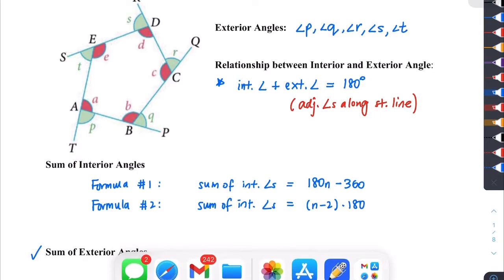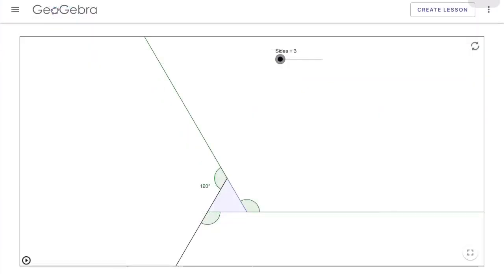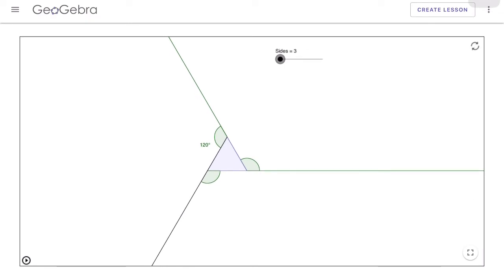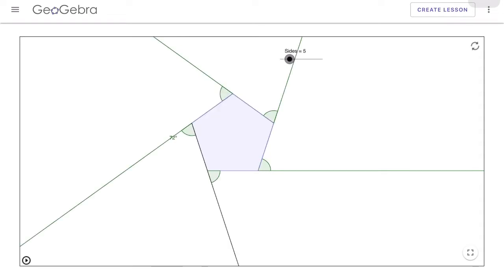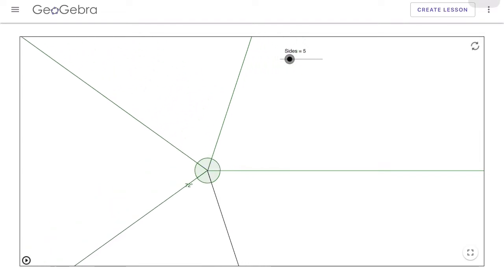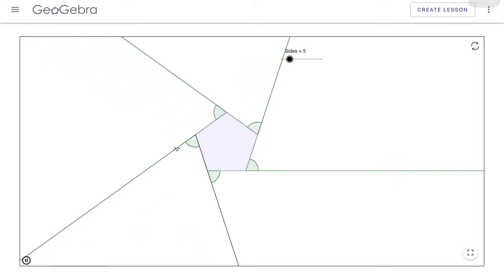So this is one way to think about the sum of exterior angles. The second way to think about it is from this animation over here. For a triangle, you can see that the exterior angles add up to a circle. Let me move out a bit. So the triangle, and you have each of the exterior angles. Let's experiment a bit more. Let's go with a pentagon. You can see that all the exterior angles add up to a circle. Let's open it up, and then you can see that it's actually a pentagon.